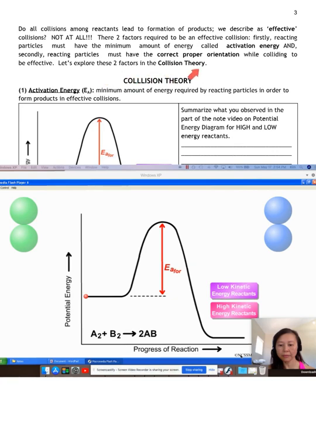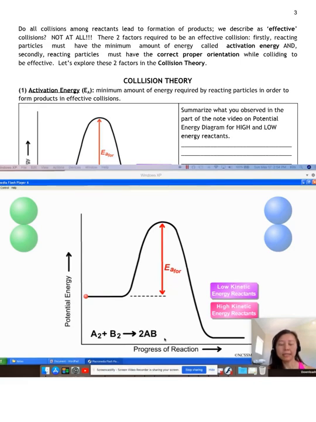Let's explore both ideas. I have a video to help us understand activation energy, and it actually brings us back to this energy diagram. So let's watch this video. So here's an energy diagram. It's our potential energy diagram. And we're going to be looking at 2 reactants, A2, a diatomic molecule, and B2, another diatomic molecule. And they're reacting to form 2AB.